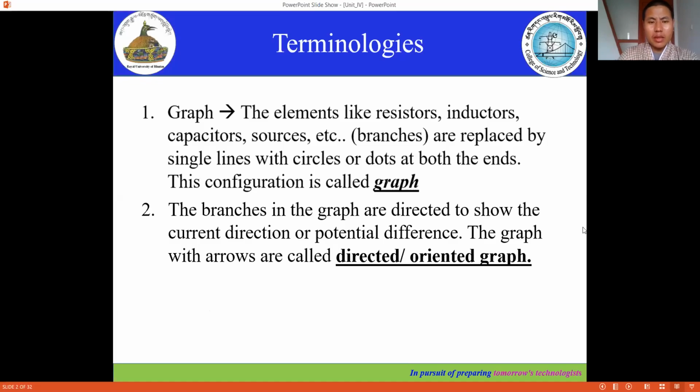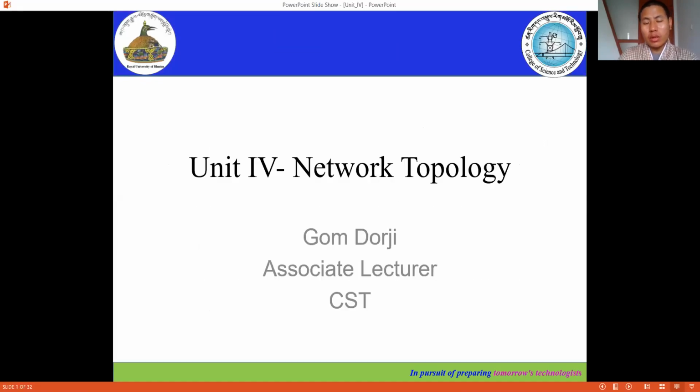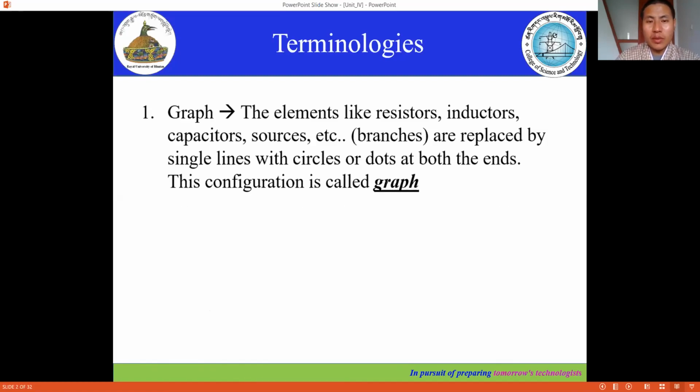Okay, in this video, we're going to discuss the fourth unit, which is network topology. The other name for network topology is graph theory. Before that, it's important to understand the terminologies in network topology. First one is graph.